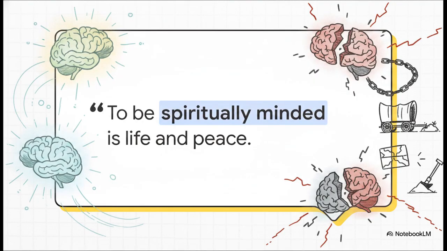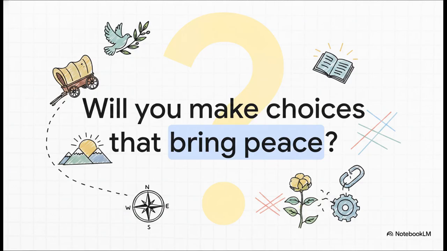To support this idea, the curriculum points to Romans 8, verse 6, which speaks to finding life and peace through a spiritual mind. The source contrasts this biblical promise of peace with the absolute destruction caused by the divided, sectionally loyal minds of the 1850s. The takeaway they're presenting is that relying solely on human cleverness leads to conflict, whereas being spiritually minded brings true life and peace.